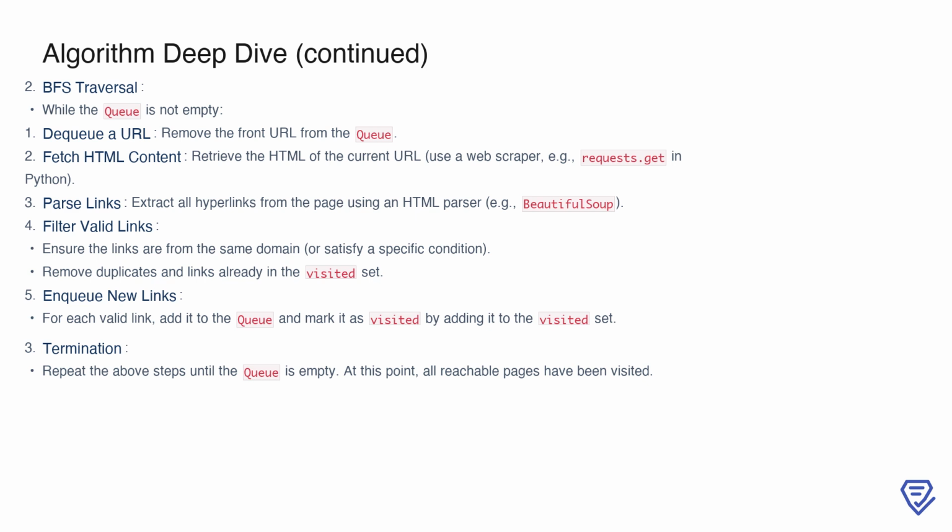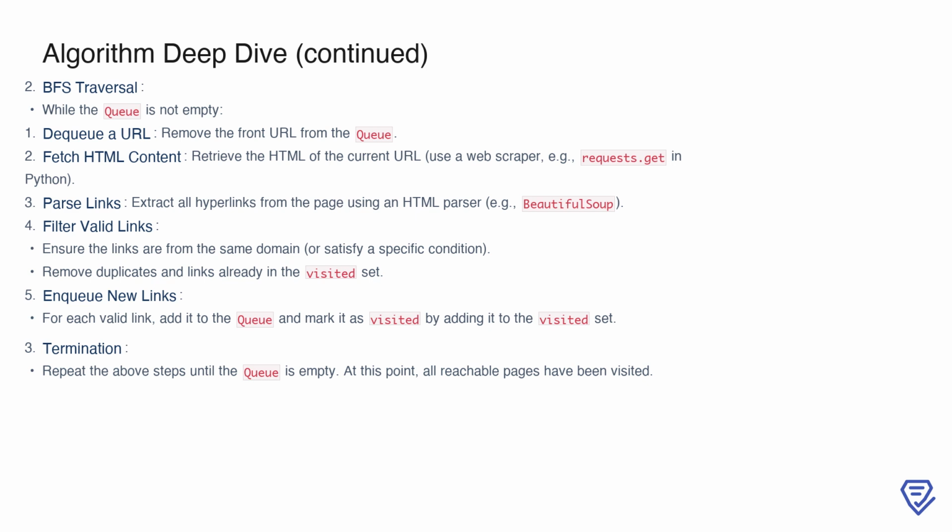As long as the queue is not empty, we repeatedly dequeue URLs, starting with the front of the queue. For each URL, we fetch its HTML content using a web scraper like requests.get in Python. The next step is to parse the HTML to extract all hyperlinks from the page, which can be done using tools like Beautiful Soup. These links are then filtered to ensure they meet specific conditions, such as belonging to the same domain, and duplicates or links already in the visited set are removed.